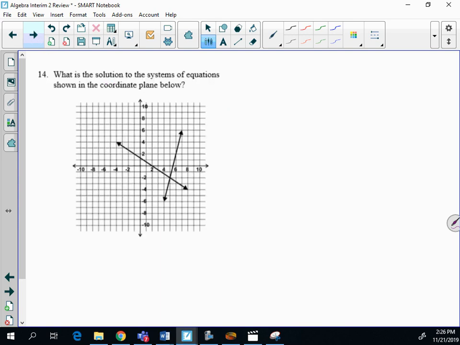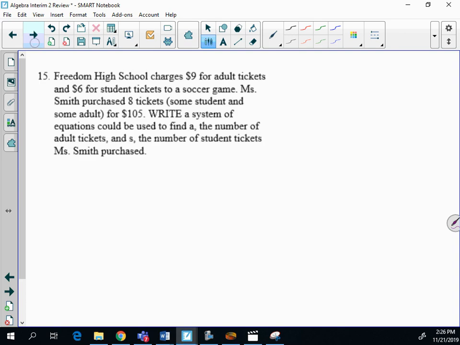Number 14. Whenever you're given a graph and you're asked for the solution to the system, you just need to figure out where they meet and then read it off the graph. That's at 5, negative 2. So my answer is 5, negative 2, and I can move on. Number 15 is doing a word problem for us.